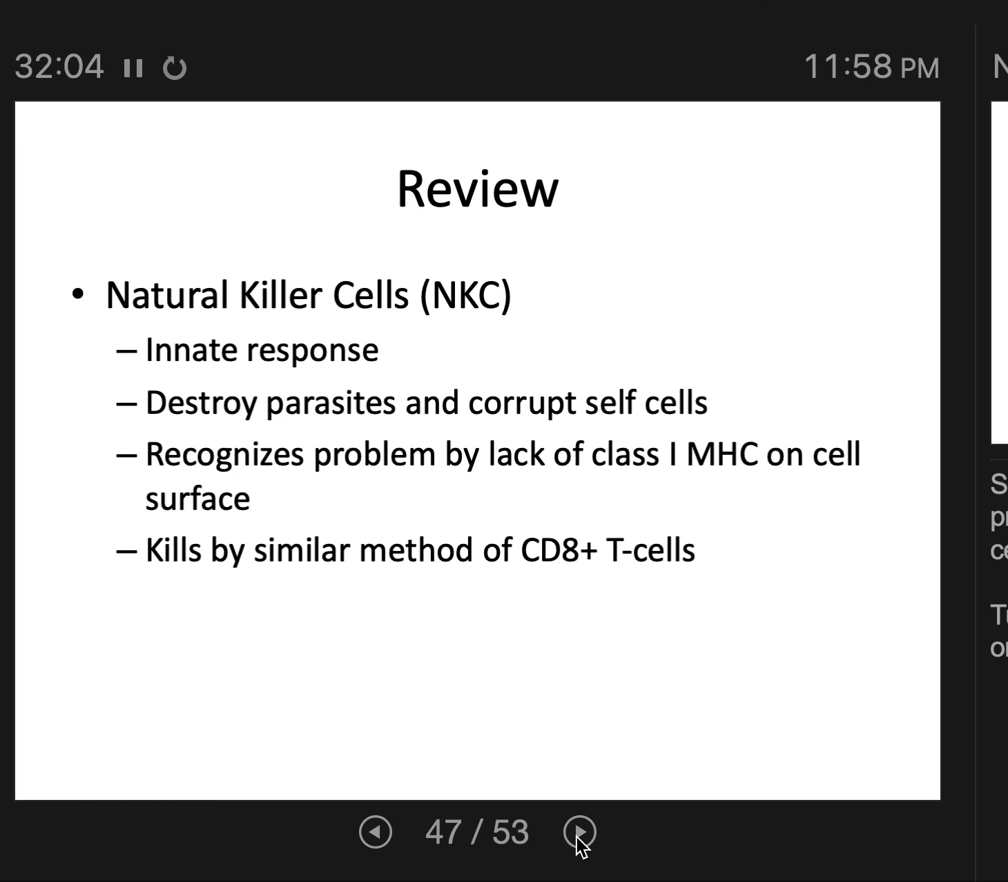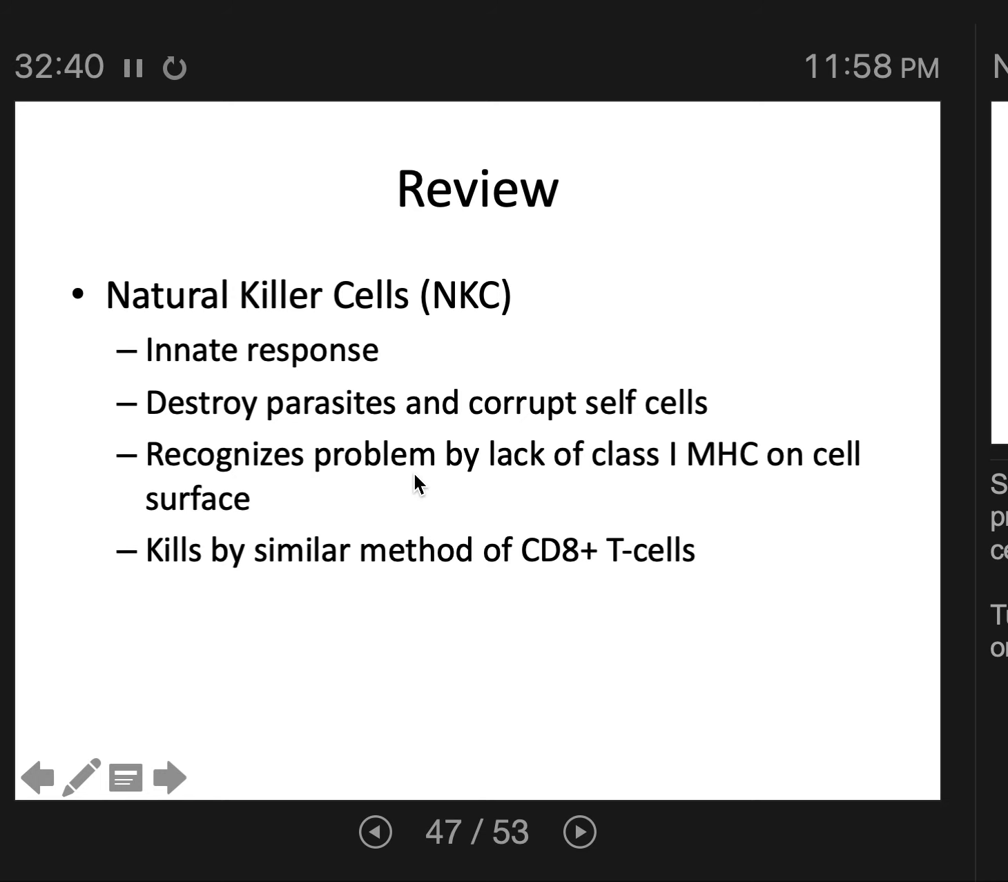And the last bit of review is for the natural killer cells. The natural killer cells come from a lineage of cells that are part of the adaptive immune system, but they behave more like a part of the innate immune system because they have a generalized response to infection. They're not specific to individual species of pathogens. So it's kind of an innate response. They destroy parasites and also corrupt self-cells, like tumor cells or cells that have been infected by certain kinds of viruses. They recognize problems when cells don't have the self-tag.